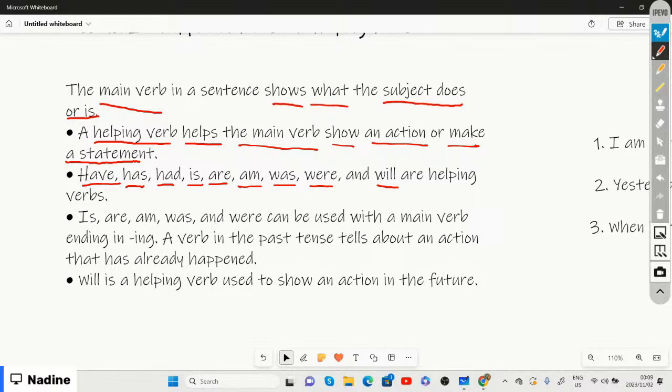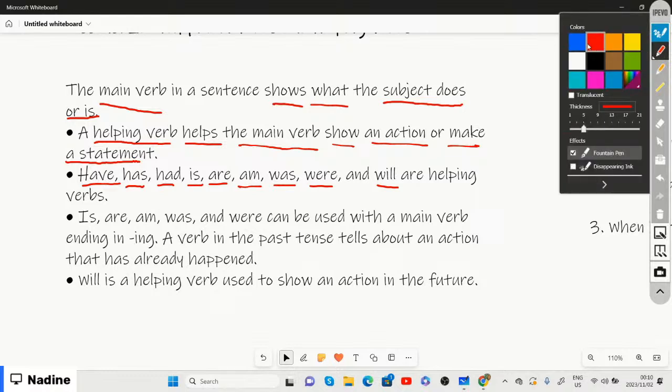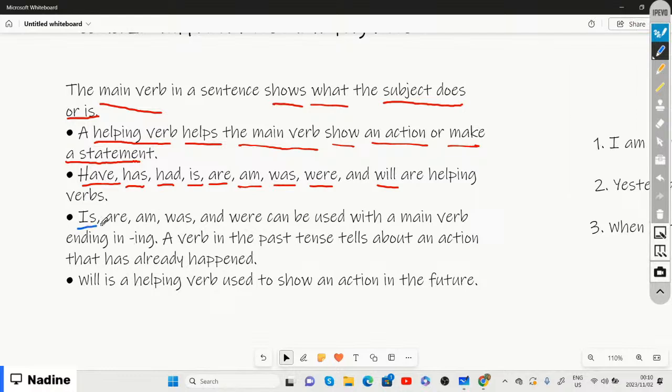So they basically help the main verb. When you see these words, or when we add these words in front of a main verb, it means that it helps the main verb to show an action or to make a statement. So basically the words is, are, am, was, and were are from the helping verbs.